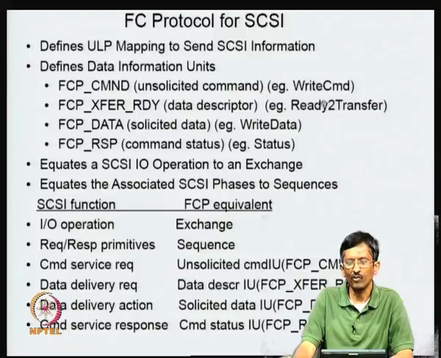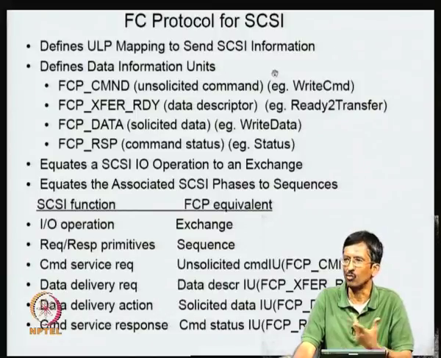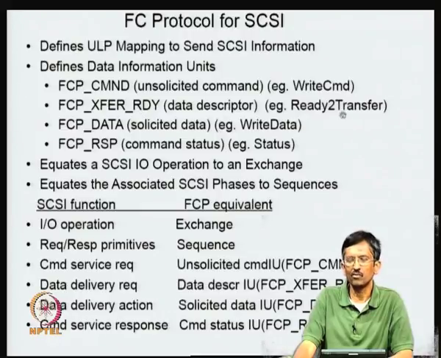So for example, there's a one-to-one correspondence. Write command becomes FCP command. It's an unsolicited command because it's the beginning part. It comes out of the blue in some sense. Then there's something called FCP transfer ready, which basically means that the target now is saying that I'm ready to accept the data. And once that happens, the initiator sends the data by encapsulating it in an FCP data protocol unit. And then the target sends back a response using FCP.